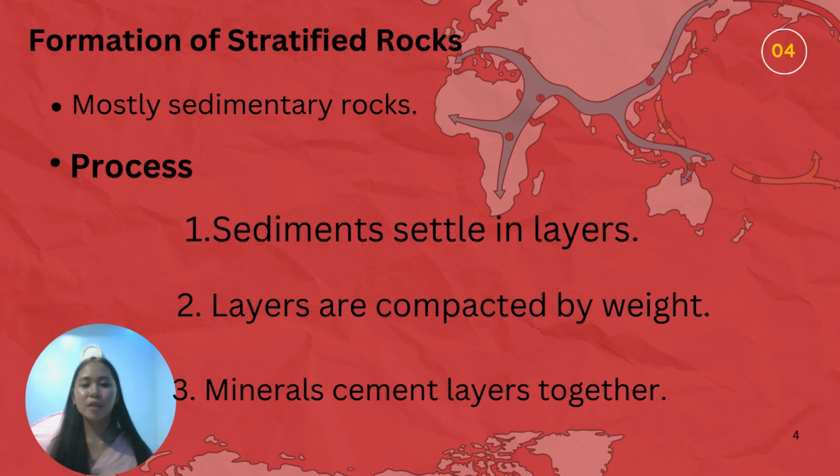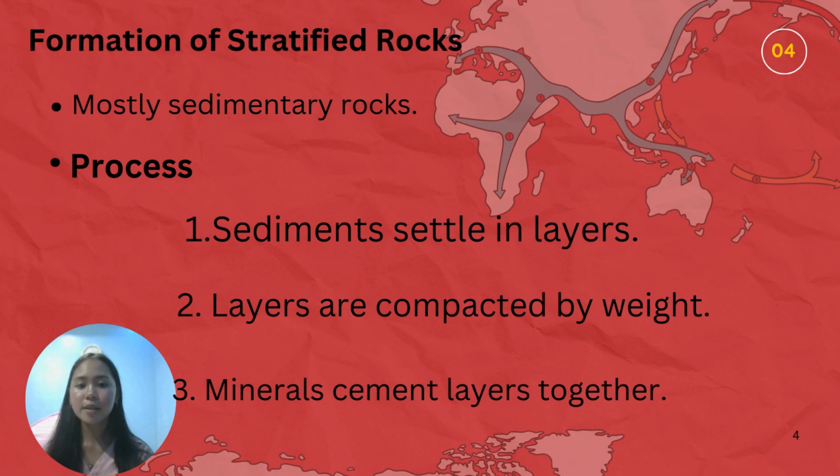Now, let's focus on stratified rocks, which are usually sedimentary rocks. Stratified rocks are layers of rocks that form over time, often in bodies of water. These layers developed through the following processes. First, the sediments settle in layers, often in places like rivers, lakes, and oceans. So they move into water areas.